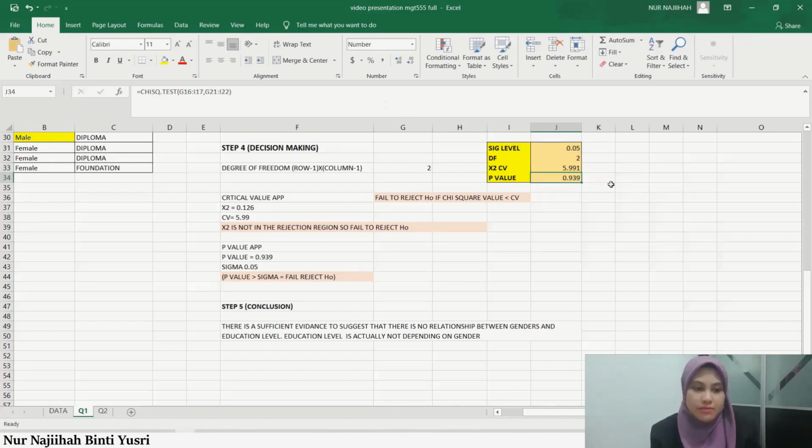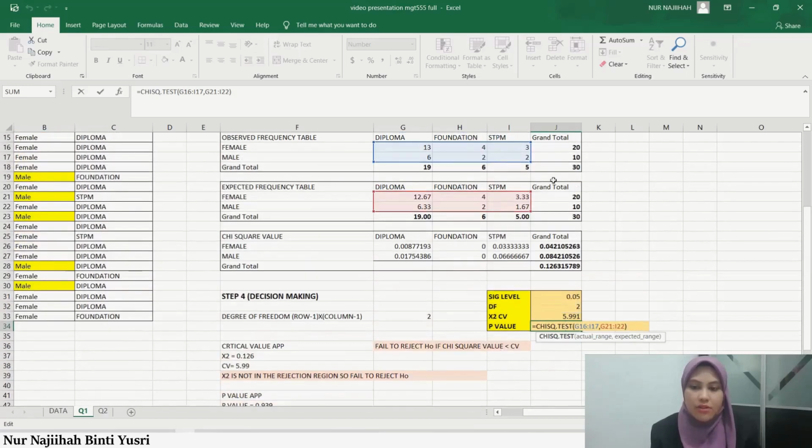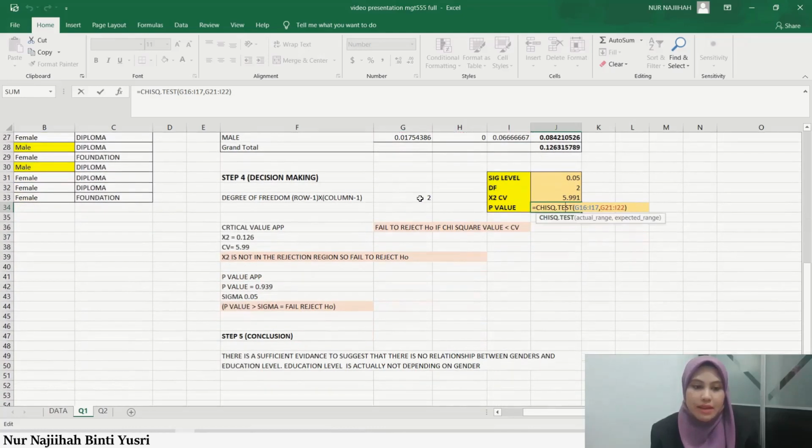Meanwhile, for p-value, the formula is CHISQ.TEST, and then select all female and male from observed frequency table, and select all female and male from expected frequency table and enter.